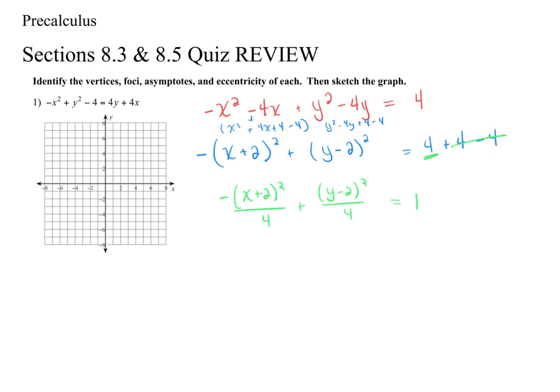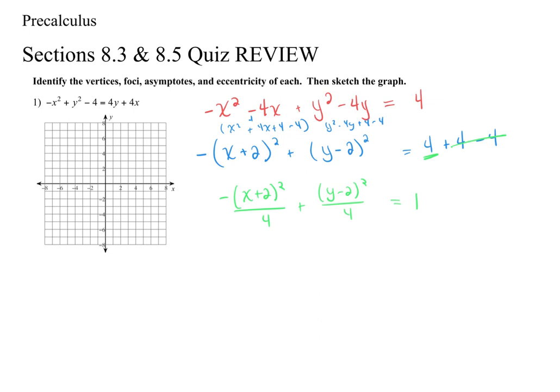So when I'm looking at this, I'm going to say which group is positive, which group is negative. My y group is positive. That means this guy's going to open up and down. Okay, that's what that tells me. Okay. So I don't have to try to remember A's or B's or whatever. What I'd have to try to remember is which one's positive.